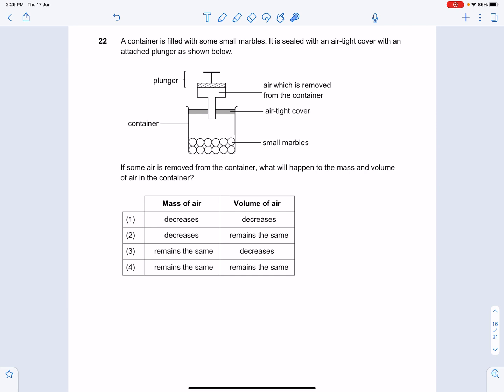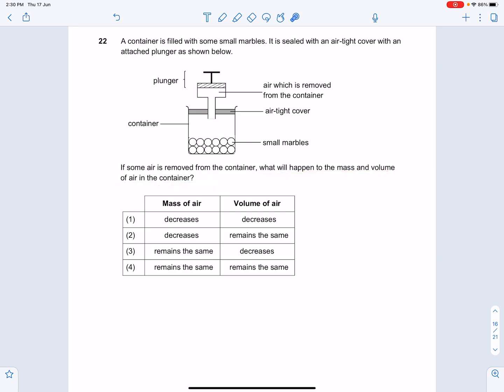Next. 22. A container is filled with some small marbles. It is sealed with an airtight cover with a plunger as shown. So right off the top, I can think of matter. Air can compress, and the other two states are not possible. Now, if some air were removed from the container, what will happen to the mass and volume of air in the container?